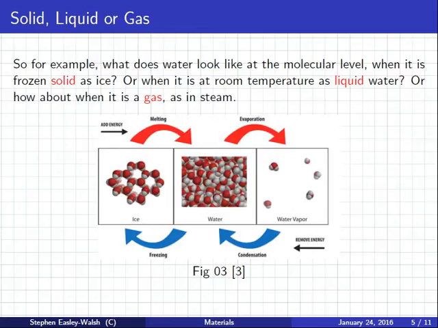And then when it's ice, what's the difference? What looks like the difference between ice and water? Ice has a fixed shape. Water is just everywhere. It's locked into place, isn't it?